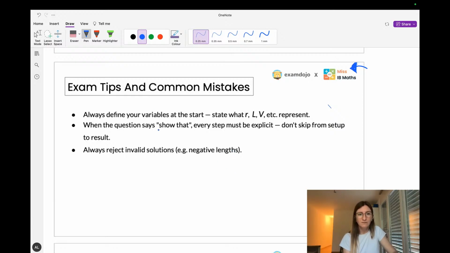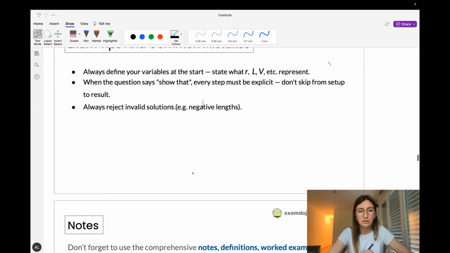So yeah, always define your variables. When the question says show that, every step must be really, really clear. If you skip too many steps in between, then they assume you've just adapted the show that to look like it. They can see right through it. And make sure you reject invalid solutions like negative lengths or times, things that don't make sense in real life. Remember to reject those solutions.